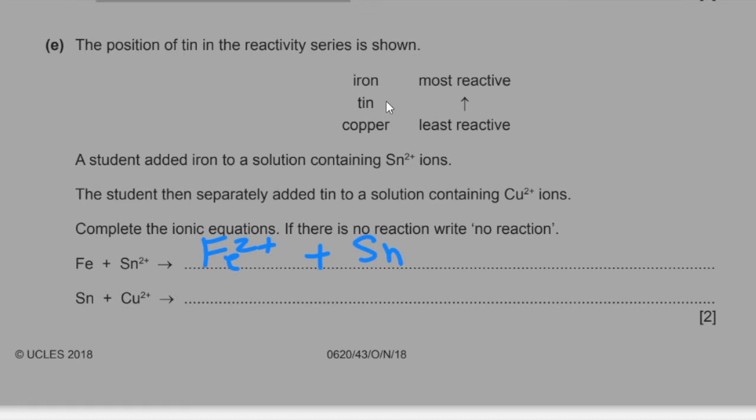Similarly, tin here would displace copper from its compound, as copper is less reactive than tin. So tin now forms an ion, gets oxidized, losing electrons, and copper gets reduced, gaining electrons to form copper metal.